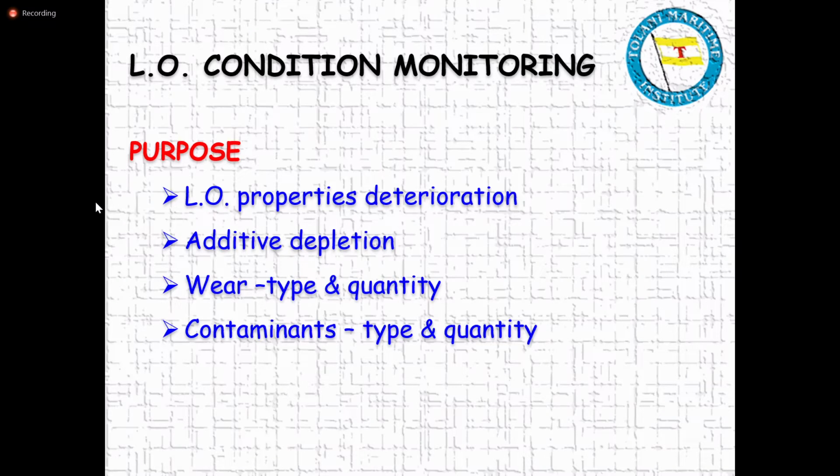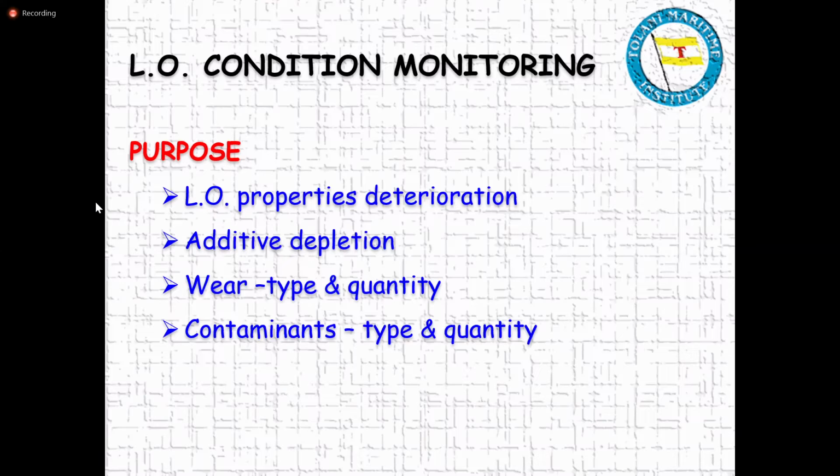Additive depletion is another very important thing, because lube oil, the base oil is not the entire everything. You know that you have the additives. Over a period of time, the detergency gets reduced, the dispersancy gets reduced, the alkalinity gets reduced. All such things, they are found out during the testing.